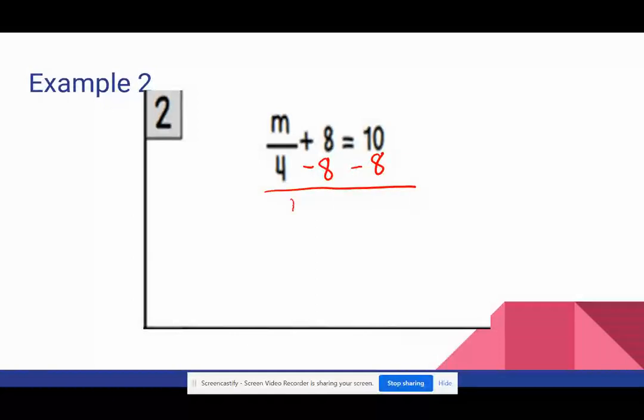M divided by 4 gets to drop down because we didn't do anything to it. 8 minus 8 cancels, so we cross it out. And 10 minus 8 is 2. And we're down to one step.